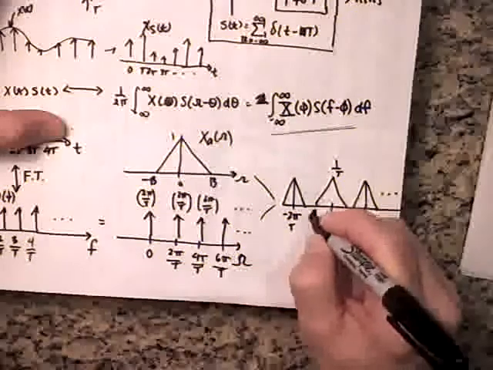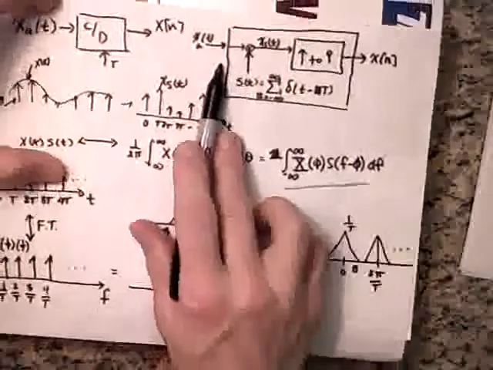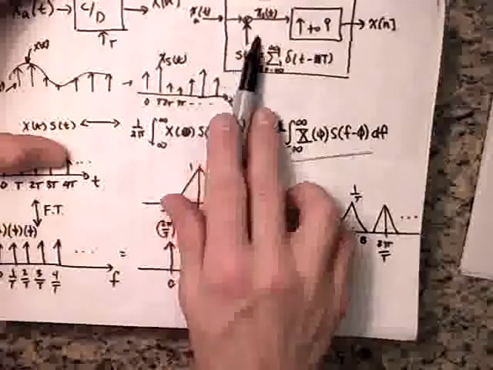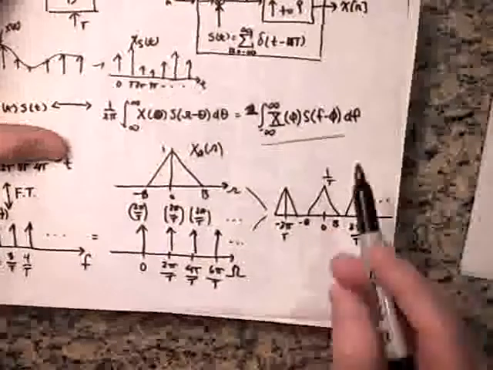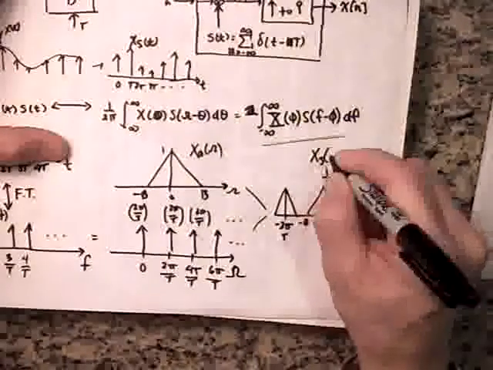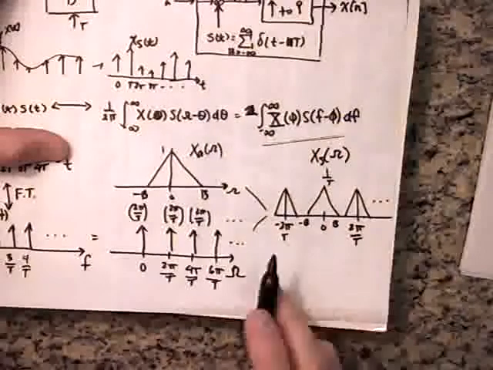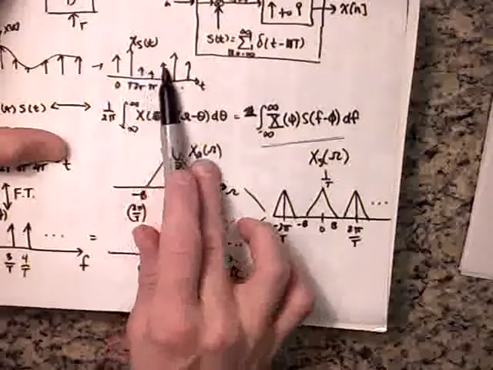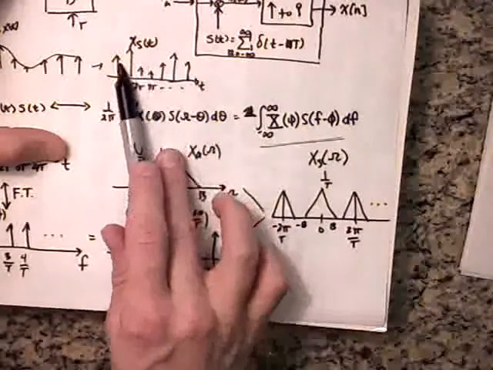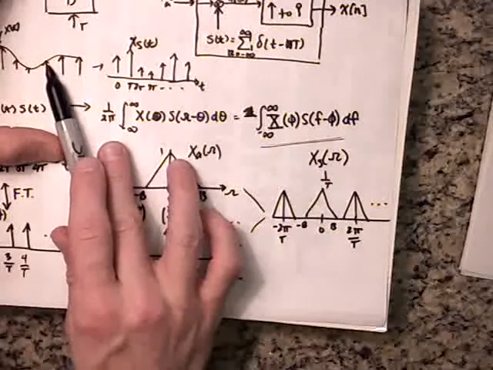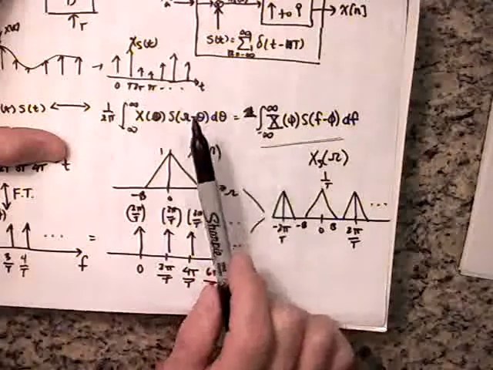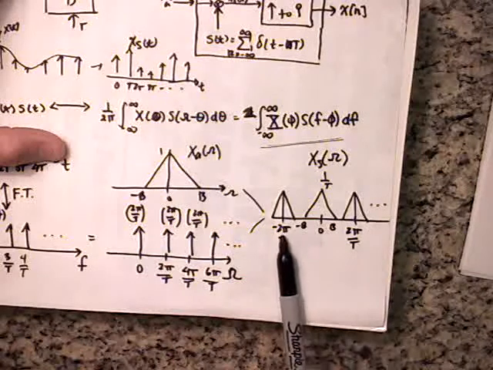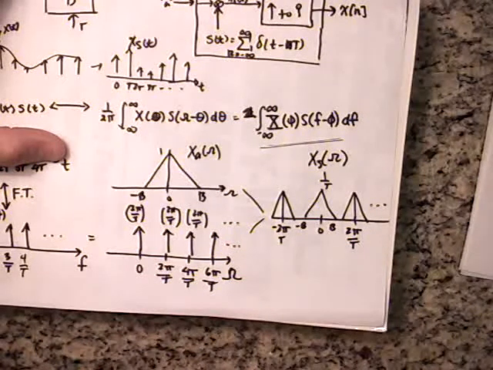limited to B, because all I've done is multiply xa of t times this impulse train to give me xs of t. So this, as I've drawn it, is xs of omega. When you multiply by an impulse train, you get another impulse train that has areas equal to the samples of xa of t every capital T seconds. And the Fourier transform of that impulse train is this periodic spectrum, which is periodic with period 2 pi over capital T.